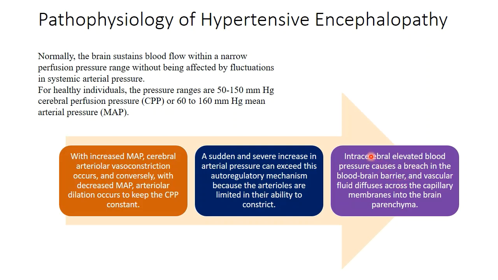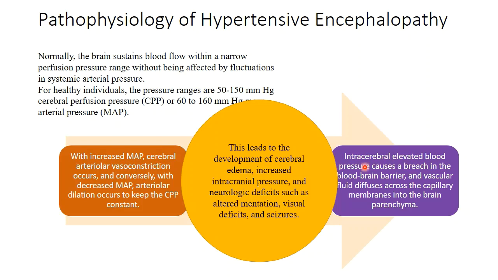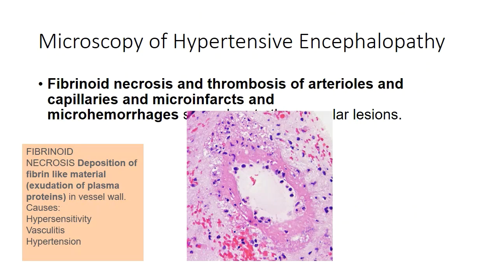In addition, an increased intracerebral pressure can also result in a breach in the blood-brain barrier. Typically, note the tight junctions and the astrocytic processes that form the blood-brain barrier. A breach in the tight junction results in vascular fluid diffusing across the capillary membrane into the brain parenchyma. So this leads to the characteristic cerebral edema, increased intracranial pressure, neurological deficits, altered mentation, visual deficits, and even seizures. So now coming to the microscopy of hypertensive encephalopathy.